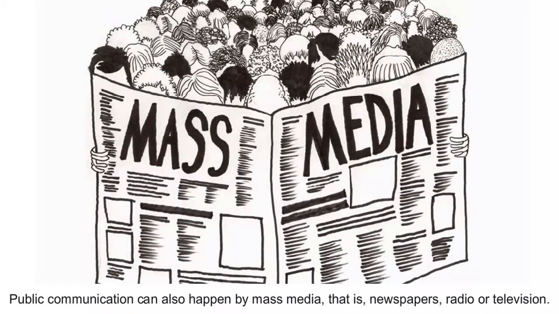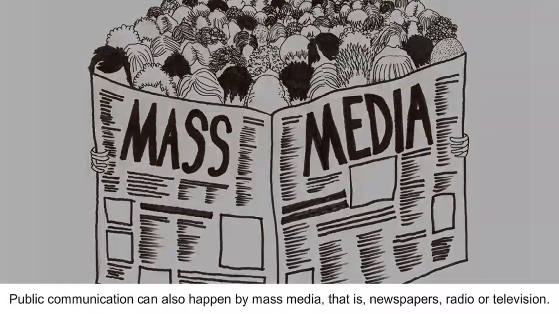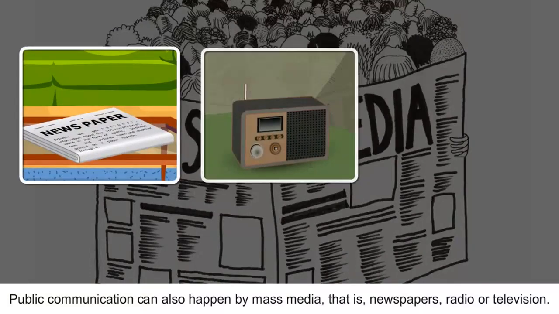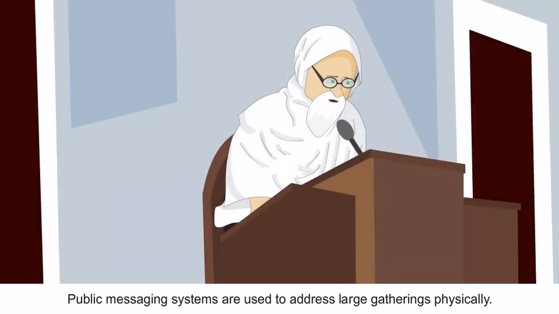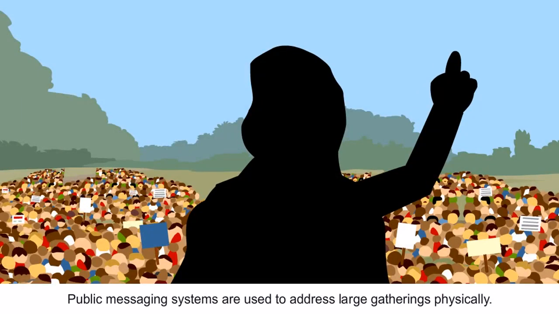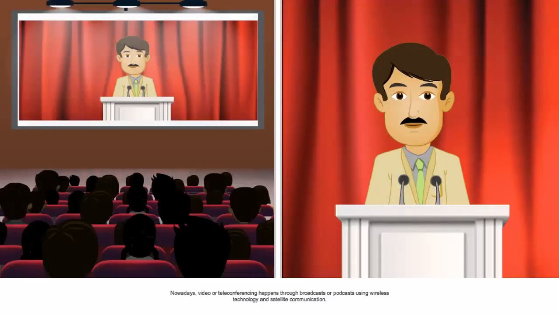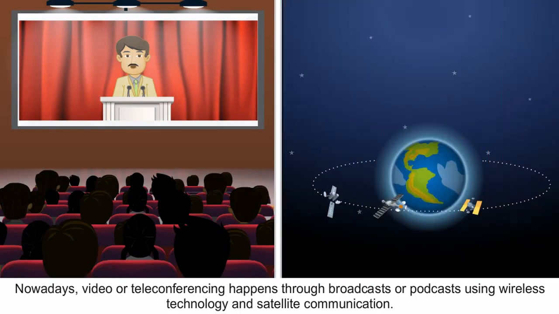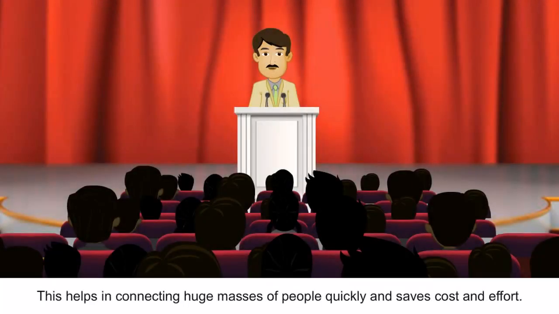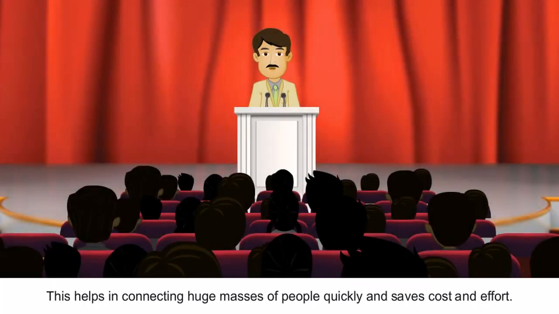Public communication can also happen by mass media, that is, newspapers, radio or television. Public messaging systems are used to address large gatherings physically. Nowadays, video or teleconferencing happens through broadcasts or podcasts using wireless technology and satellite communication. This helps in connecting huge masses of people quickly and saves cost and effort.